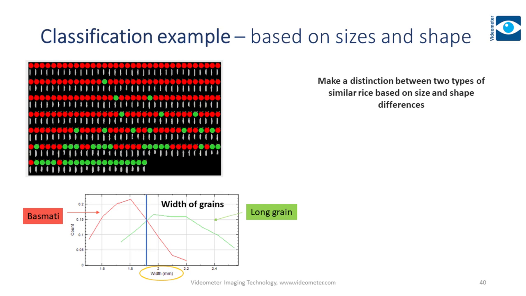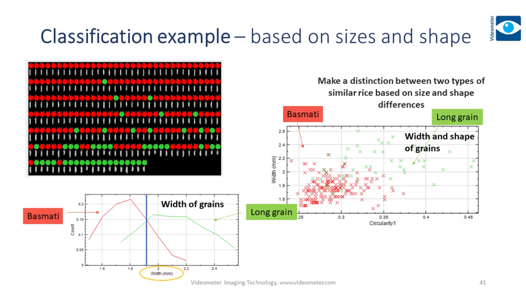This width feature could, for example, be used to make a classifier which can tell the two types of rice apart. The information can also be visualized in a 2D scatter plot. Here both the width and how circular the individual rice is used to plot the information. The combination of the width and circularity can also be used to make a distinction.